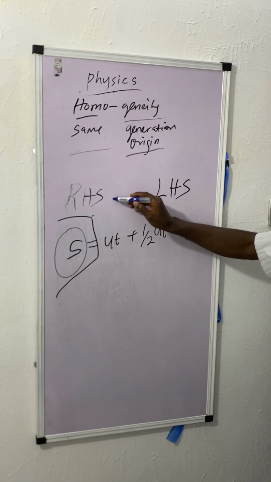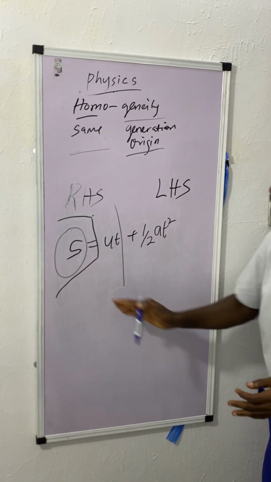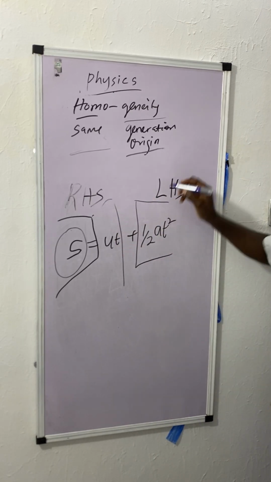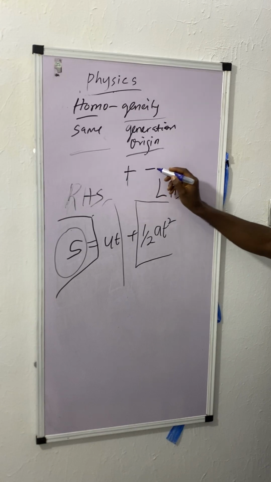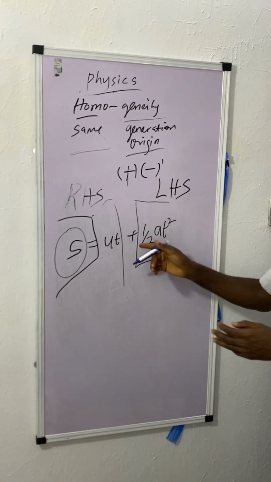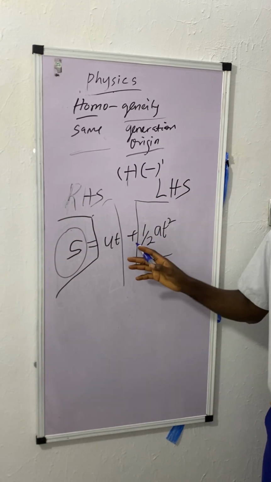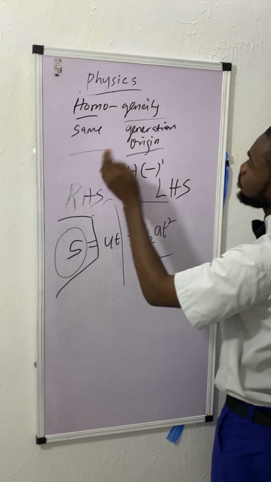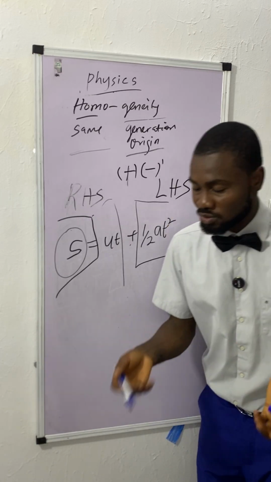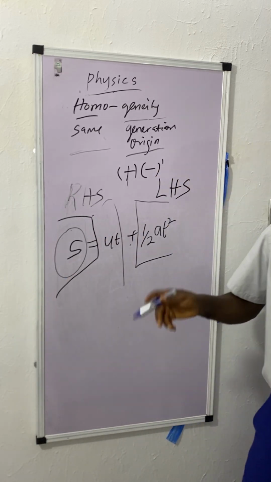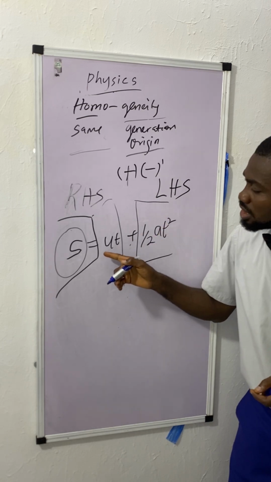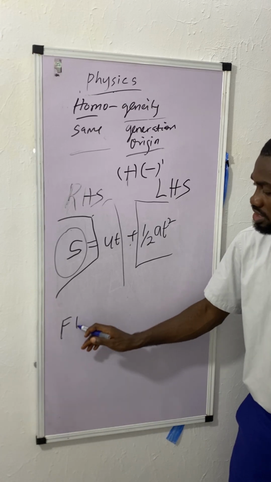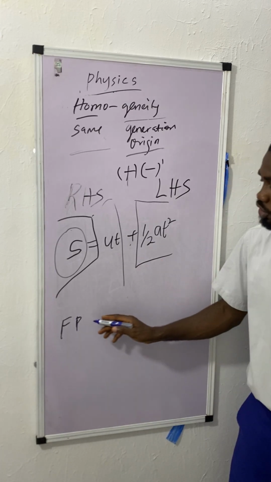So this is the right-hand side of the equation, and from here is the left-hand side of the equation. What is the demarcation? The sign. Either you have a plus sign or minus and so on. So the sign demarcates the right-hand side and the left-hand side, and we have plus here as the sign. So what does the homogeneity of equation want? What do they want you to test when they say test for homogeneity of equation? They want you to ensure that you have the same fundamental physical quantities on both sides of the equation.